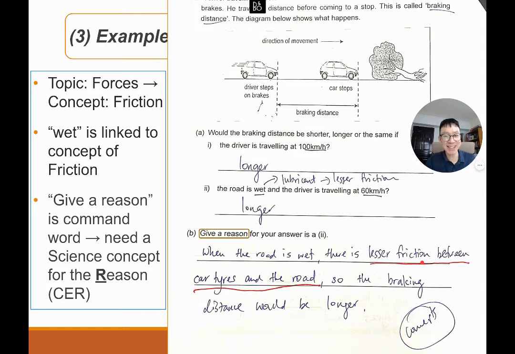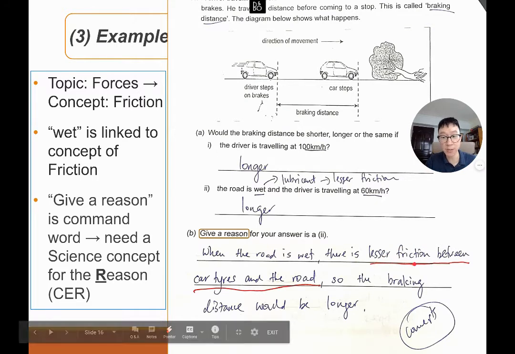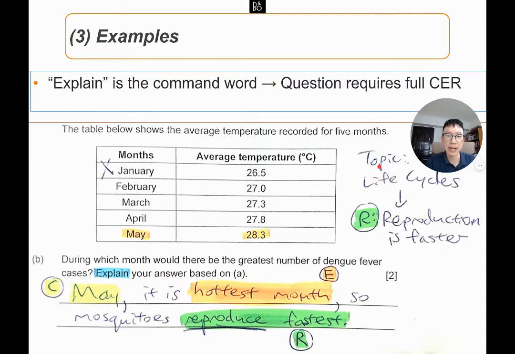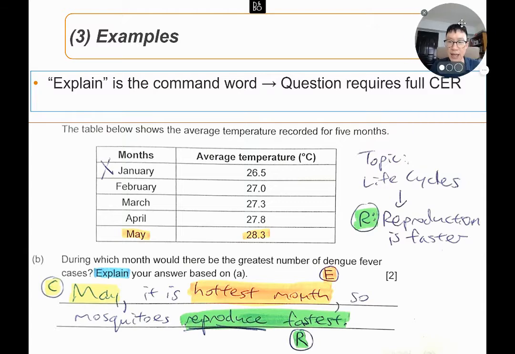So if the question is answered in any other way that misses out the concept of friction, then they will lose marks. Okay, that's because that's not what the question is asking for. Let's take a look at another example. Here, the topic is on life cycles, and we're looking at the concept of reproduction in life cycles.